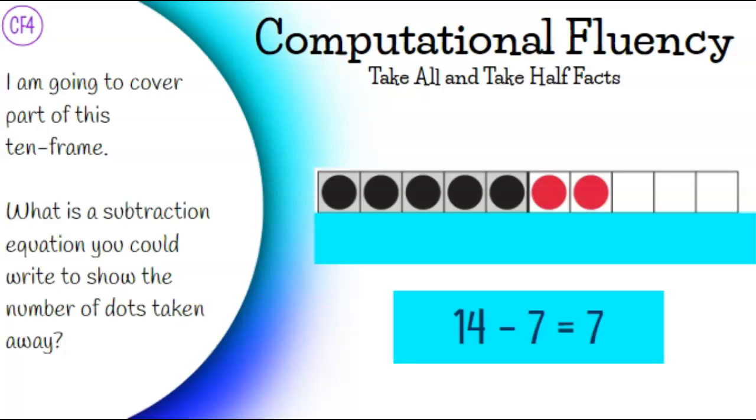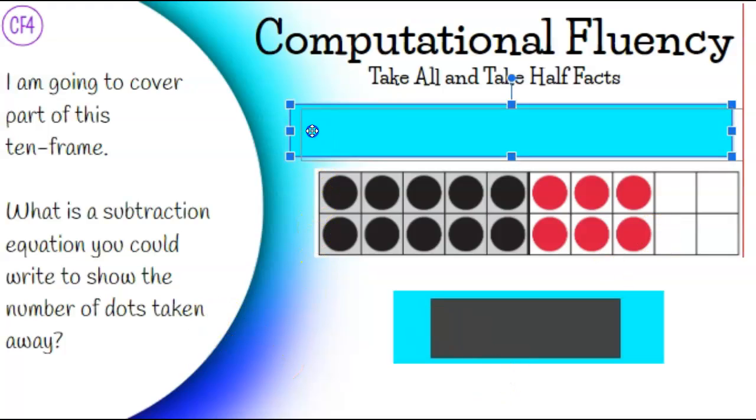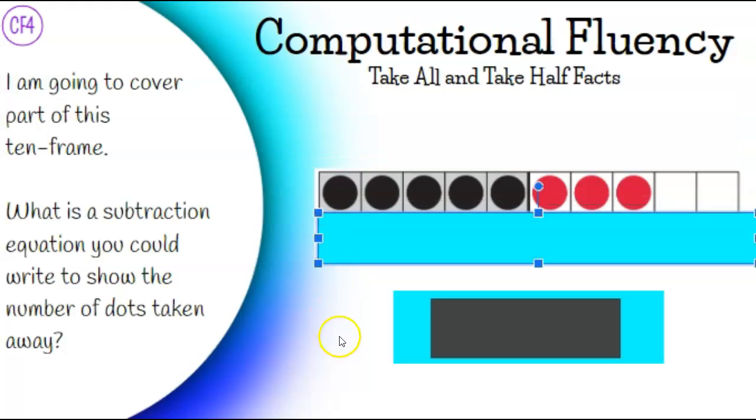All right, just for good measure, let's do one more to make sure you've really got it. All right, here we go. Count up the dots. You can quickly add those up. You know that this is 10, and add on these red ones. I'm going to cover half of them. Here it goes. What is the equation that represents the number of dots taken away when I covered it up? Can you write that on your whiteboard?